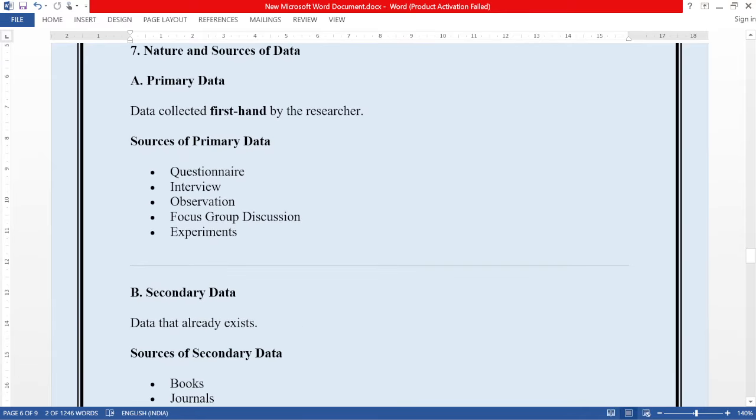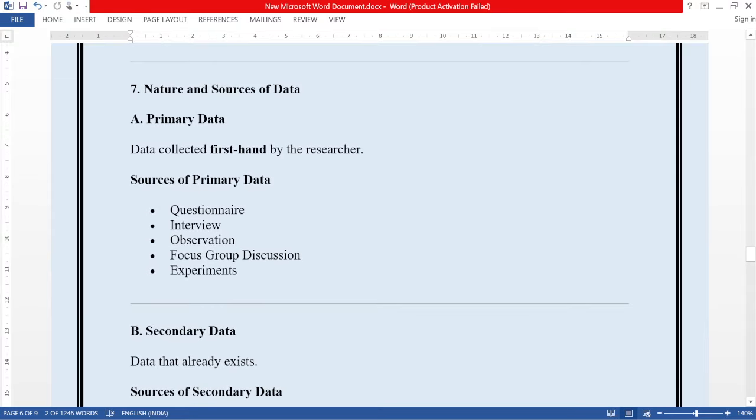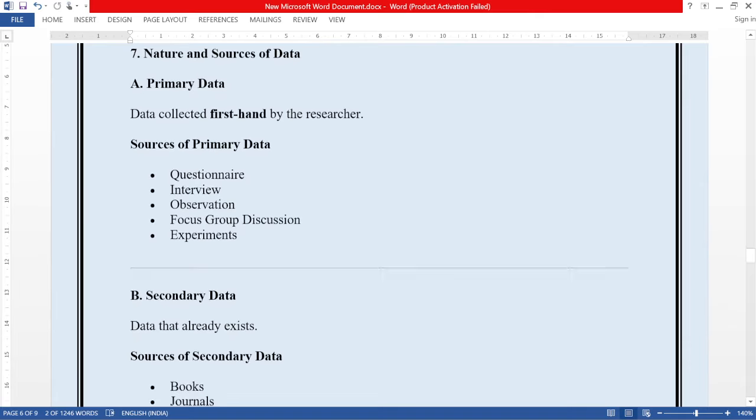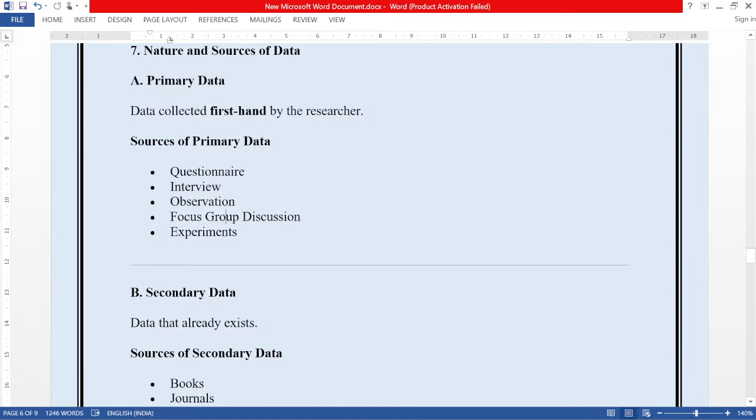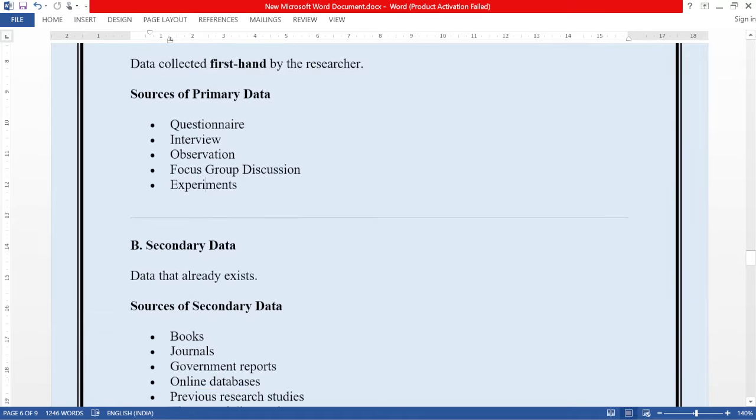Now let's talk about the nature and source of data. There are two main sources, primary and secondary data. Primary data is collected firsthand by the researcher. Sources of primary data are questionnaire, interview, observation, focus group discussion, and experiments.